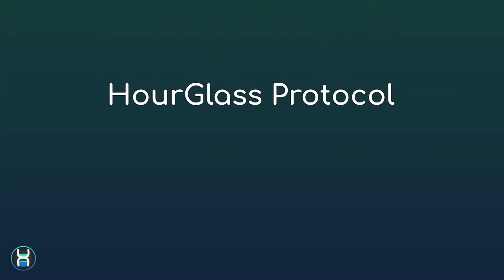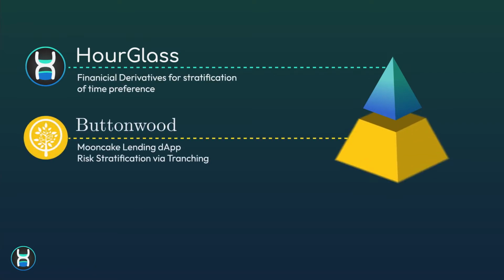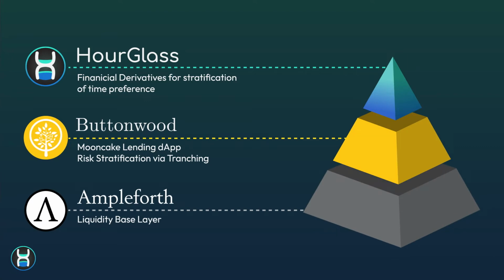Introducing HourGlass. HourGlass is a lending protocol that produces financial derivatives which are built on top of Buttonwood's Mooncake app, which is built on top of the Ampleforth Protocol. So in order to understand HourGlass, it's important we first understand the layers beneath it.